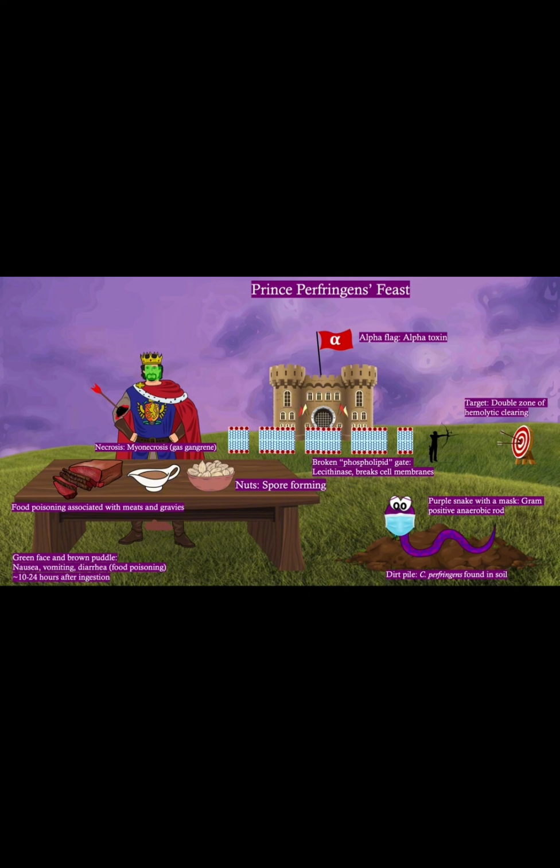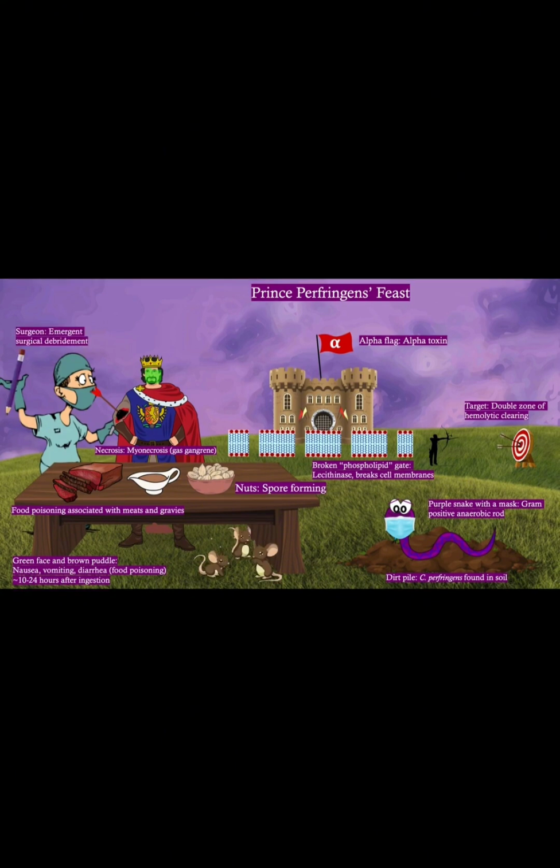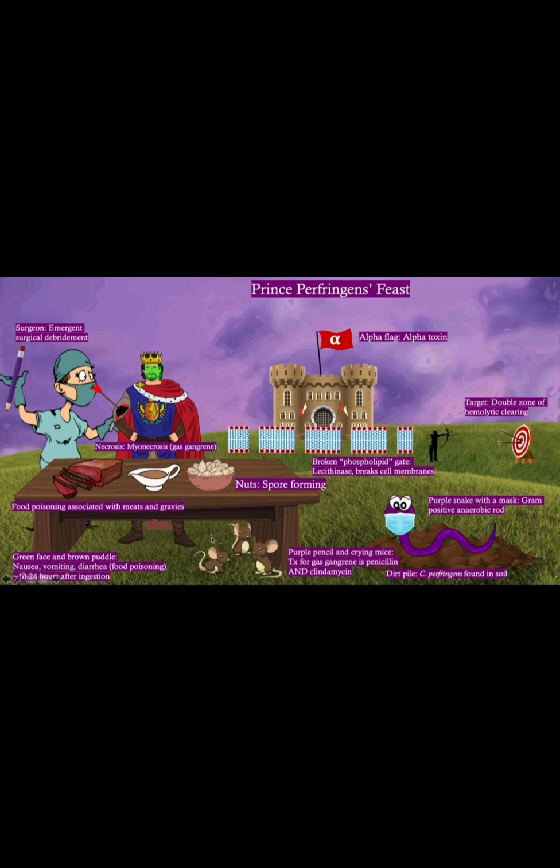This myonecrosis needs to be treated as soon as possible. And the first line management is the surgical debridement of the tissues, which is very important. Along with debridement, if we talk about the antibiotics, we have two options. First, you can see the purple pencil in the hand of the surgeon, which is showing penicillin. So IV penicillin is the first line treatment.